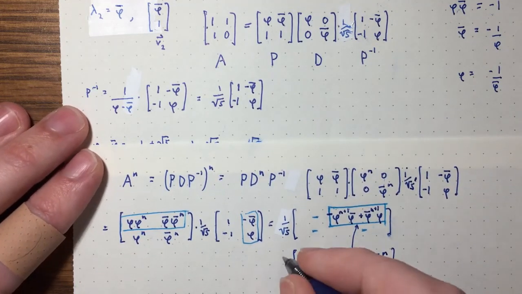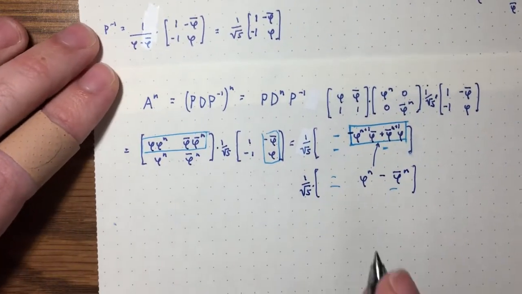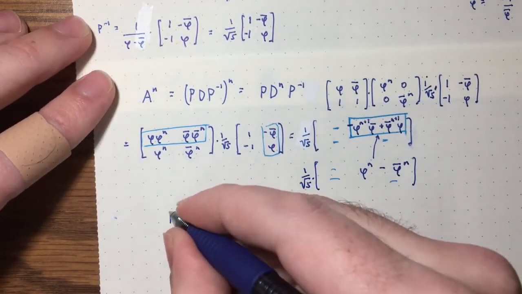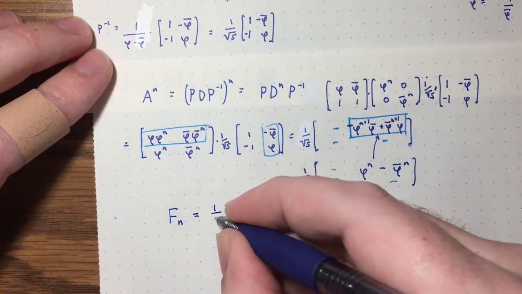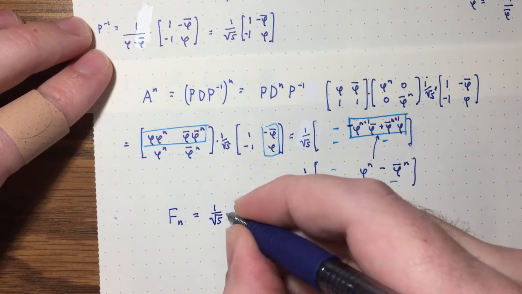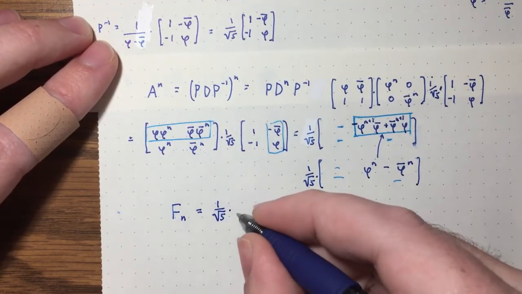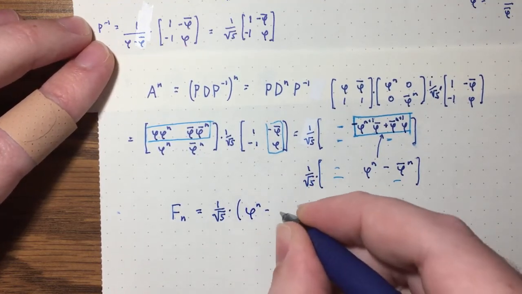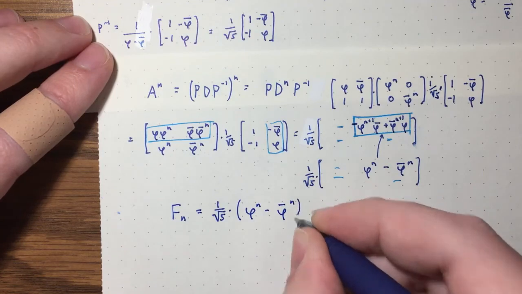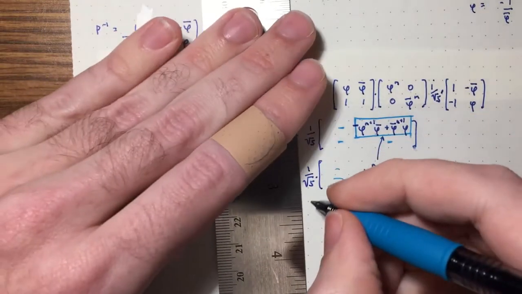But I do have this 1 over square root of 5 out here. So now I'm going to multiply through that square root of 5. And I just found a beautiful formula for the nth Fibonacci number. If we did everything right, it should be 1 over square root of 5 times phi to the n minus phi bar to the n. That's beautiful. So let me just box that.